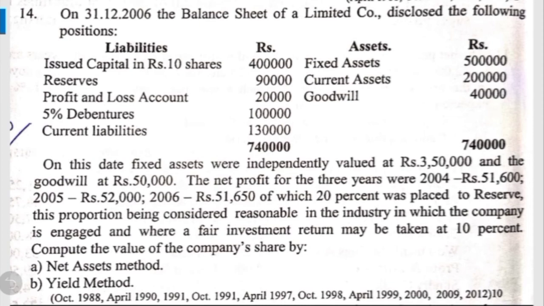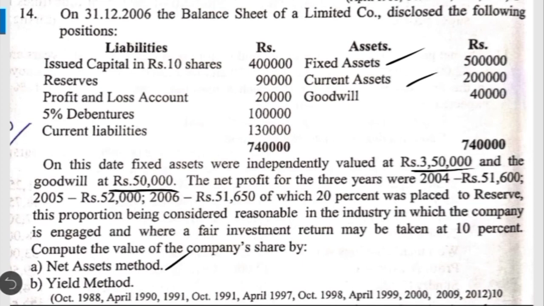So here also in the first step we are going to calculate what is the intrinsic value, that is the value under net asset method. So coming to the first asset, fixed asset, they have given the present value to be 3,50,000. Current asset, they have not given present value. You have to consider book value itself as the present value, that is 2 lakh rupees. Then coming to goodwill, they have given present value at 50,000. So while calculating the net asset available for equity shareholders, you will write fixed assets 3,50,000, then current assets 2 lakh, and then goodwill 50,000.